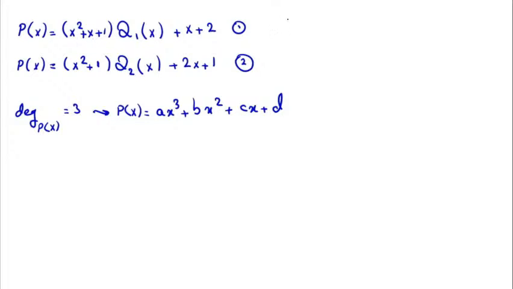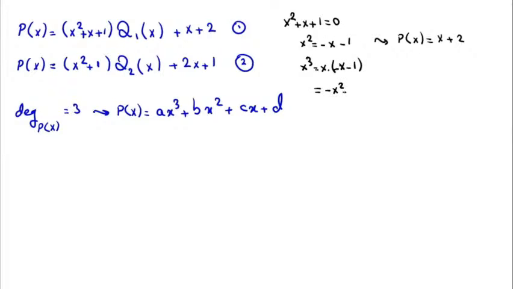If you consider an x such that x squared plus x plus 1 equals 0, for example x squared equals negative x minus 1, then in this case p of x, because this part will be 0, will be equal to x plus 2. So it means what? When x squared is negative x minus 1, x cubed is x times x squared, which will be negative x squared minus x. X squared is this, so negative x squared, so x plus 1 minus x here, it will be 1.